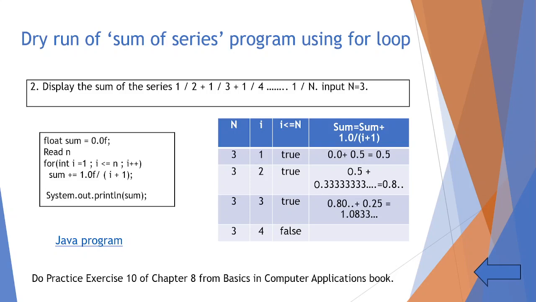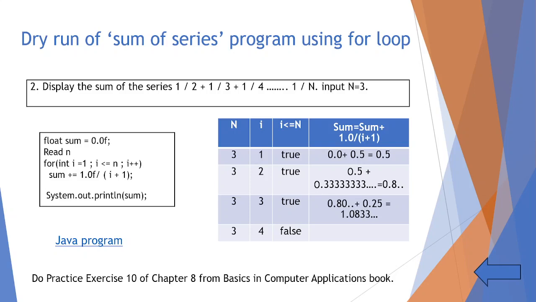Then sum is equal to sum plus 1.0 upon i plus 1. Initially sum is 0.0. 1.0 upon i plus 1, i is 1, 1 plus 1 is 2, so 1 upon 2 is 0.5. Next time we take 0.5 as sum plus, sorry, 1 upon 3, 1.0 upon 3, which means 0.333, and 0.5 which was there in sum plus 0.333 is 0.8 something. Then i becomes 3. Then 1 upon 4 this time, because i is 3, 3 plus 1 is 4, that is 0.25.